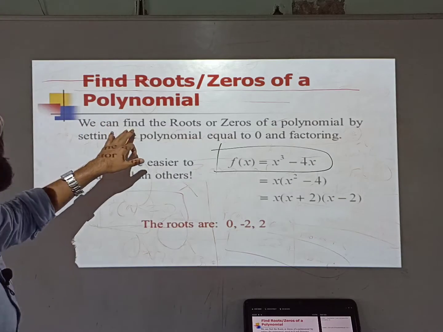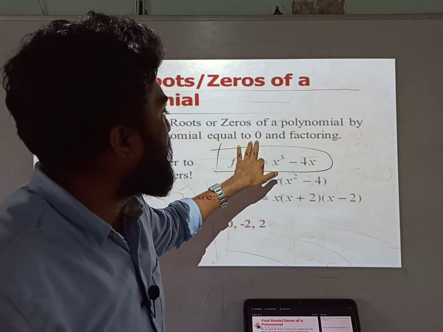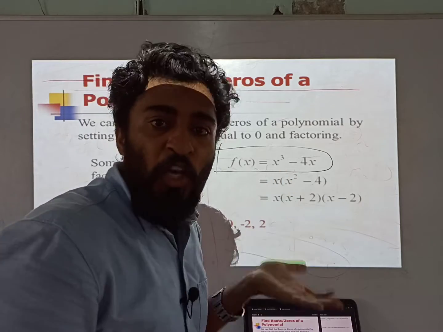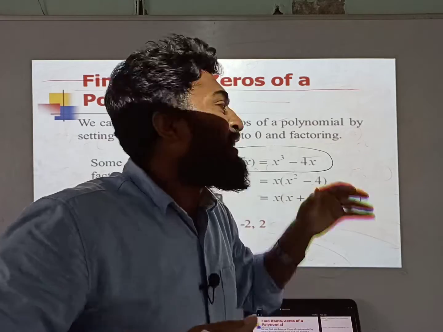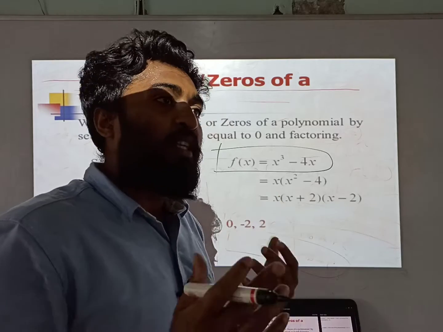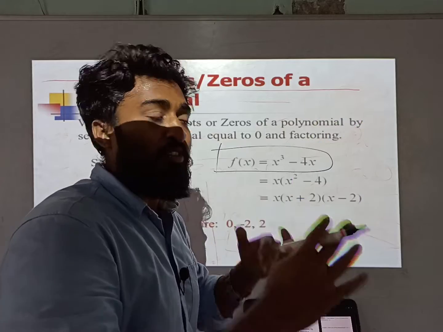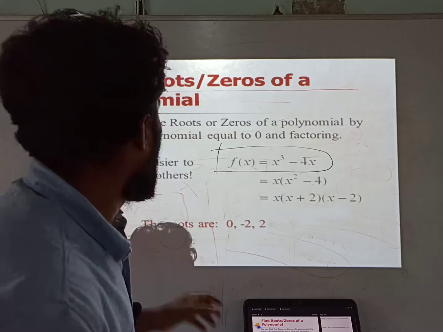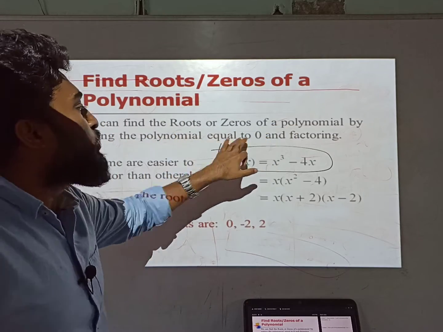First, we can find the roots or zeros of a polynomial by setting the polynomial equal to 0 and factoring. When you are given a polynomial, how do you get the zeros or roots of the polynomial? In class 9 we will be discussing zeros, and in class 10 during quadratics you will understand what roots actually are. For the time being, just understand zeros. How to find zeros of a polynomial? We find the roots, zeros of a polynomial by setting the polynomial equal to 0.